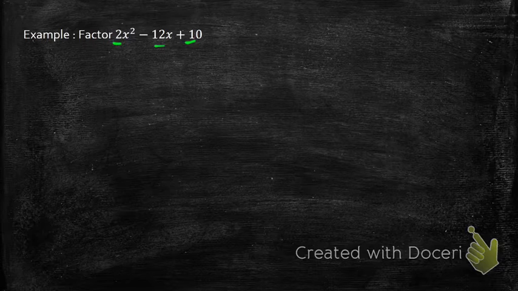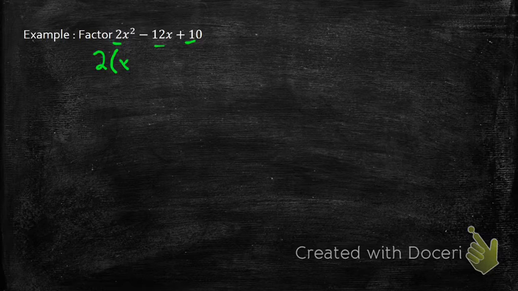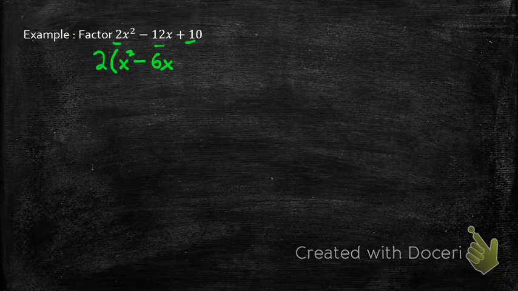So I'm going to factor out a 2. When I factor out a 2, I create my parentheses, and then 2 times something has to give me 2x squared. I already have the 2 taken care of, but I need the x squared. Then 2 times a negative 6x will give me that negative 12x, and 2 times 5 will give me 10. So factoring is just thinking about distribution in reverse.